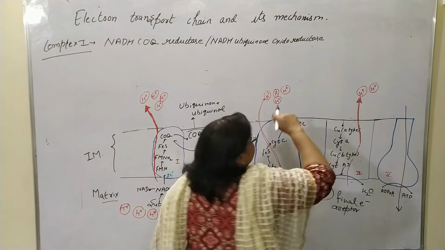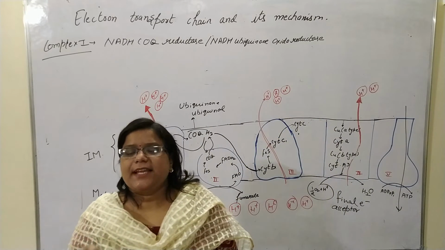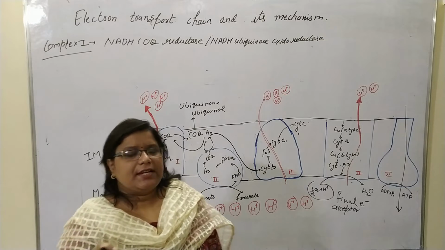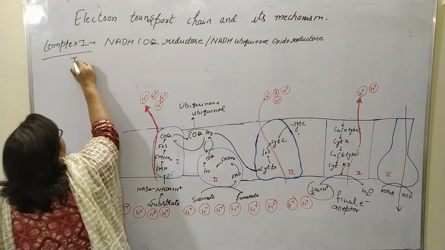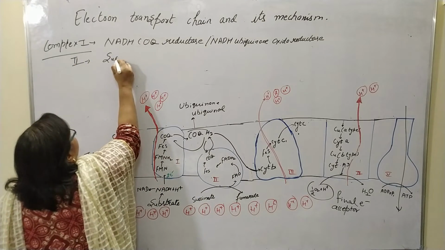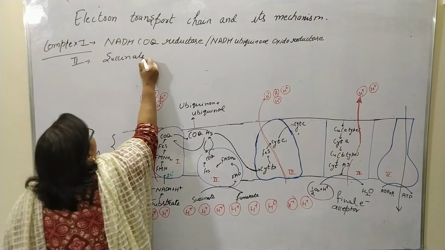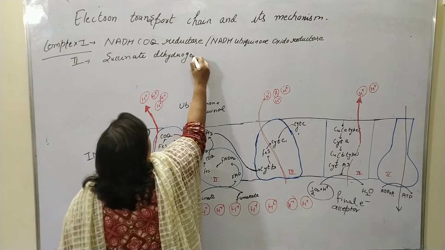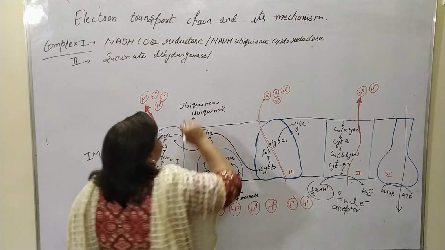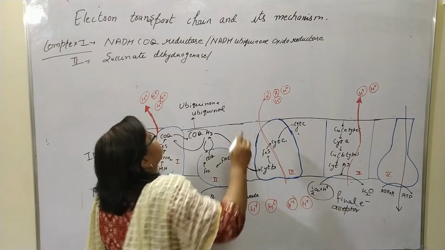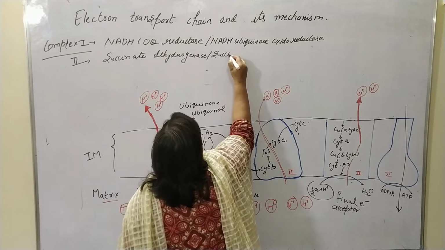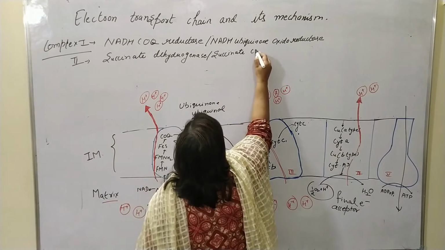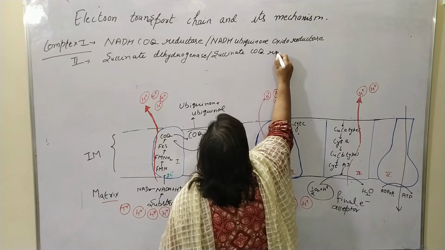Okay. Now complex 2 is succinate dehydrogenase, or succinate coenzyme Q reductase.